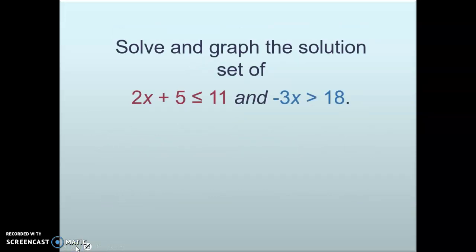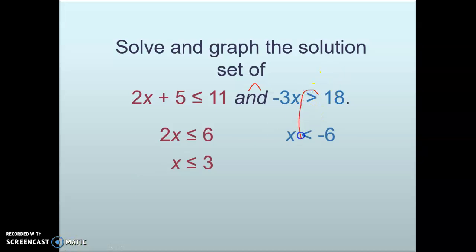Let's solve and graph the solution set now of two longer inequalities. 2x plus 5 is less than or equal to 11, and negative 3x is greater than 18. The first thing we need to do is use our properties of addition and multiplication to solve for our variable there. So we're going to solve the one on the left to get x is less than or equal to 3. And then we'll solve the one on the right to get x is less than negative 6.